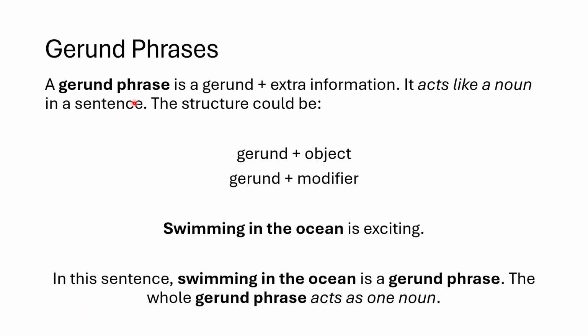A gerund phrase is a gerund plus extra information. It acts like a noun in a sentence. The structure could be gerund plus object, gerund plus modifier. Swimming in the ocean is exciting. In this sentence, swimming in the ocean is a gerund phrase. The whole gerund phrase acts as one noun.